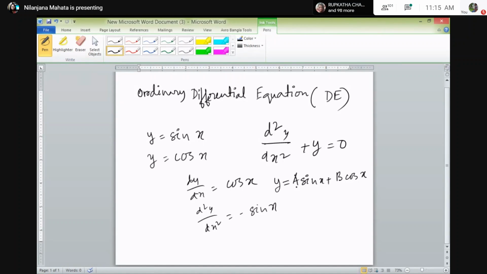And putting some particular value of A and B, we will get particular solutions like that. Suppose your A is equal to 1 and B is equal to 0, we will get this. Suppose your A is equal to 0, B is equal to 1, we will get this. So these two are particular solutions of this equation. Now, sometimes it happens you won't get all the solutions from this general solution, which is also called the complete integral.